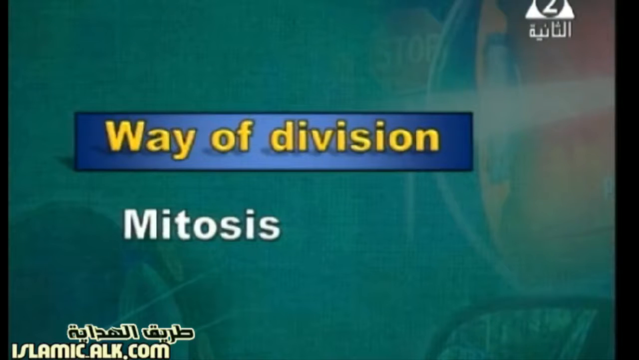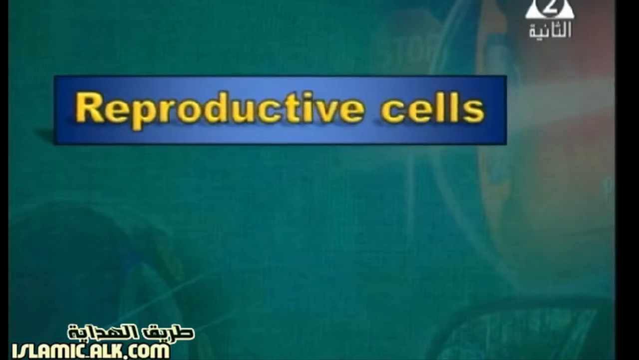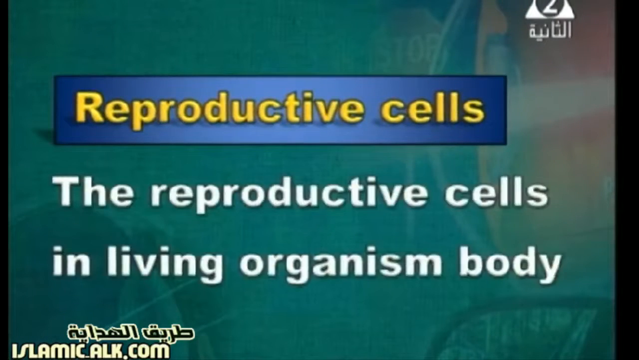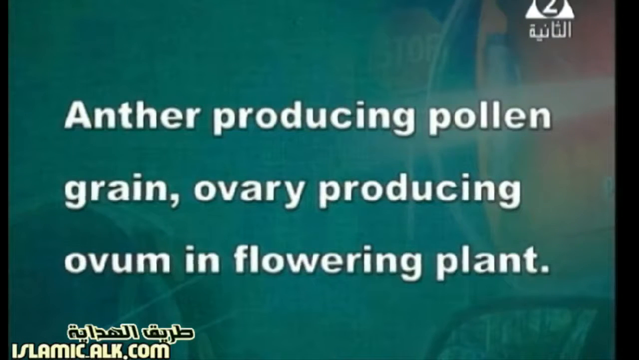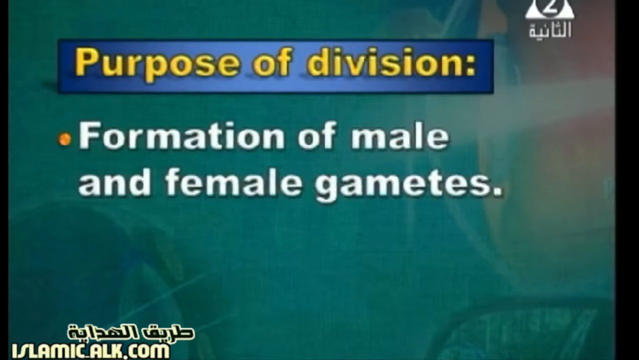What is the type of the other cell? The other cell is known as the reproductive cells. The reproductive cells are found in all living organisms' bodies, such as the testis, which produces sperm, and the ovary, which produces the ovum in humans and animals. But in plants, it is known as the anther, which produces the pollen grain, and the ovary, which produces the ovum in the flowering plant. What is the aim of this division?